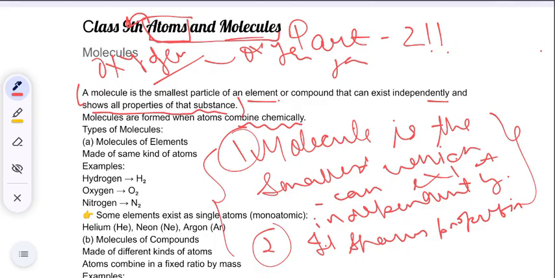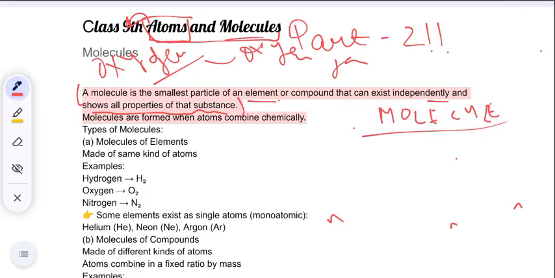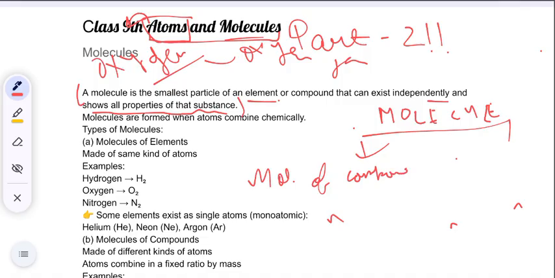Types of molecules. Molecules are basically differentiated in two parts, okay. Molecule is divided into two parts: molecule of a compound, I'm writing in short, and molecule of element, okay. First is molecule of elements.